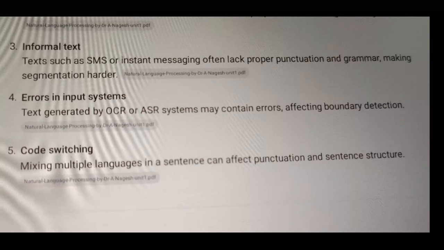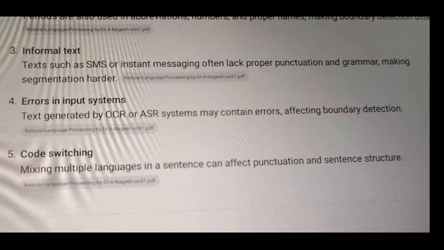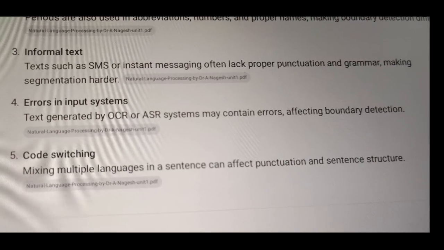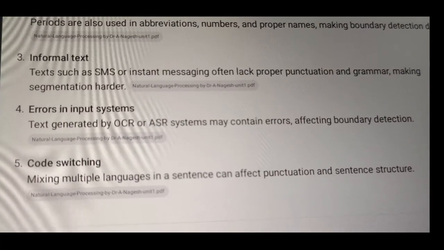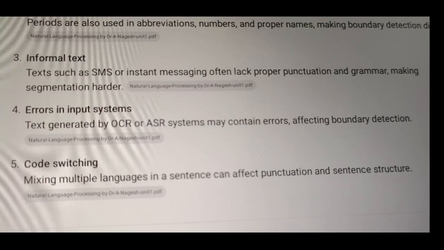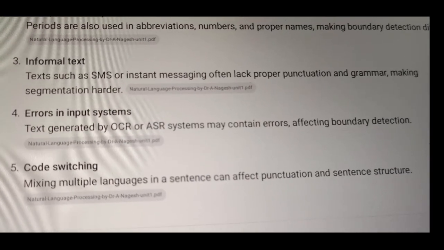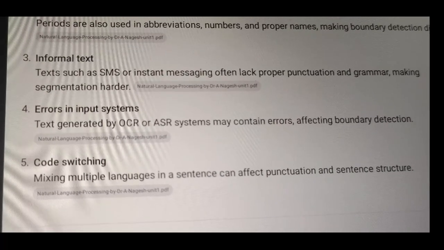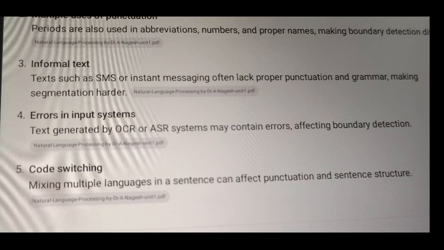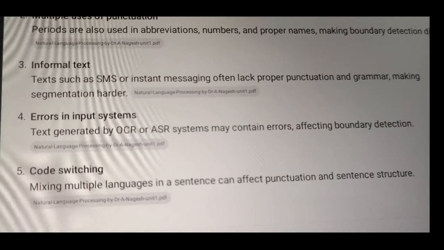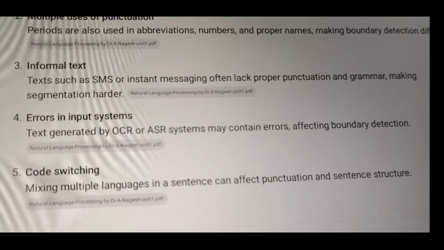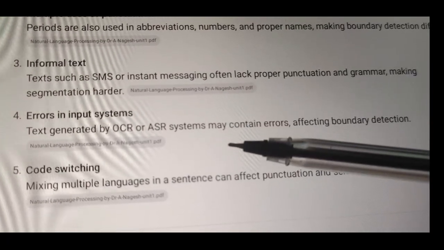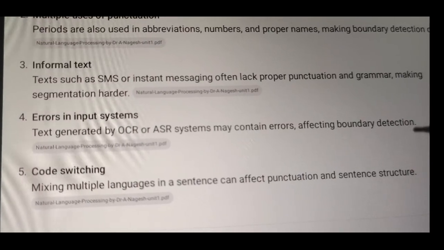Next is errors in input systems. If I have ASR, which means automatic speech recognition, it will give me many errors when it converts my speech into text. For example, Google Keypad, Google Voice. If I turn it on and talk for some time, and then check my transcription, it might have many errors in it due to my pronunciation or slang. So the text generated by OCR and ASR systems may contain errors affecting boundary detection.